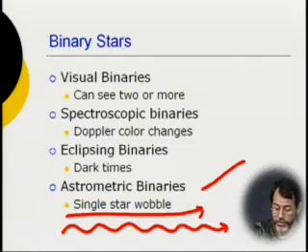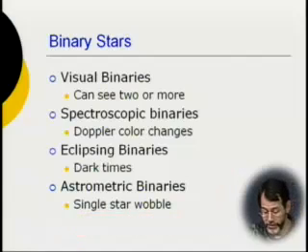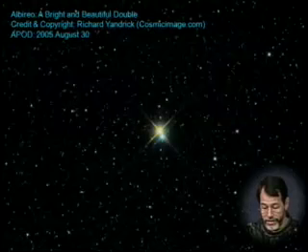Well, there must be another star there that it's doing an orbit around. So that star has shown itself to be part of a binary system, and it's called an astrometric binary. So I will now demonstrate these.